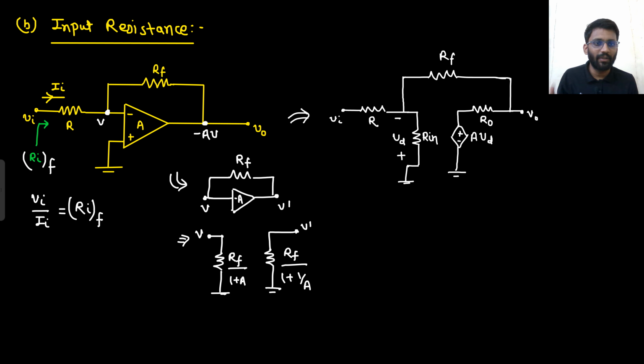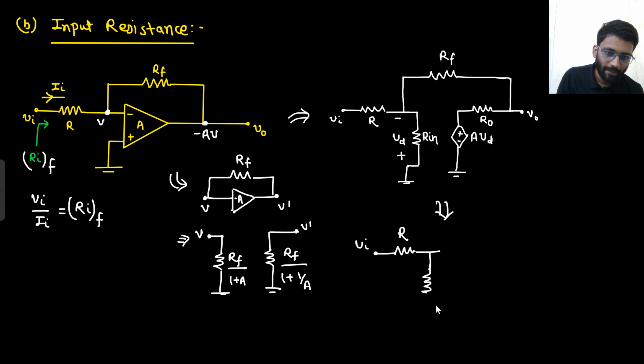But you need to see the input impedance only. So what you can see here is that this particular circuit can be broken into two parts. Can be broken something like this. This is your R, this is your V in. At the input side, what you will see? That would be RF upon 1 plus A, and in parallel to that there is R in connected. The other node is grounded.